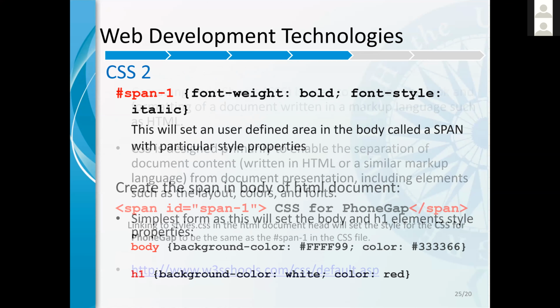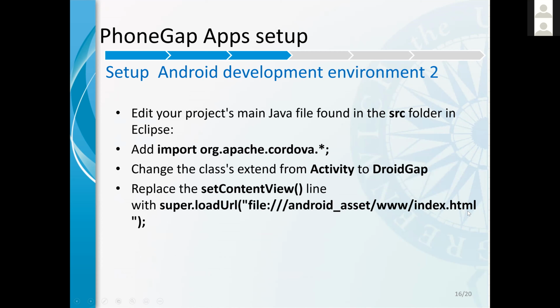We talked about the structure of our PhoneGap application, and we said that your index file, you will find it under www. Then we said that the first file that will be loaded is index.html, which contains the file that you can change.